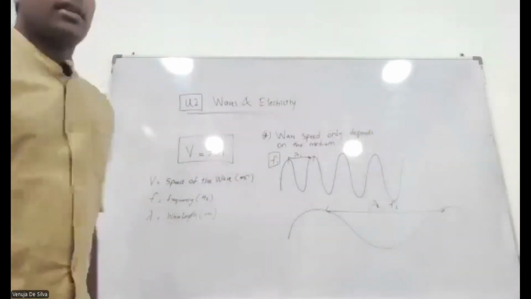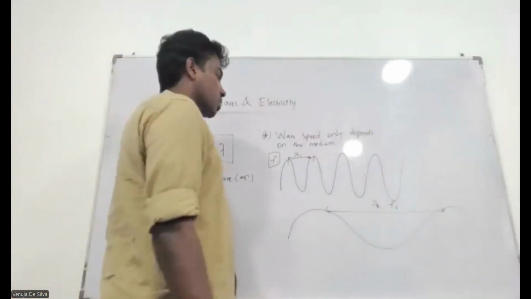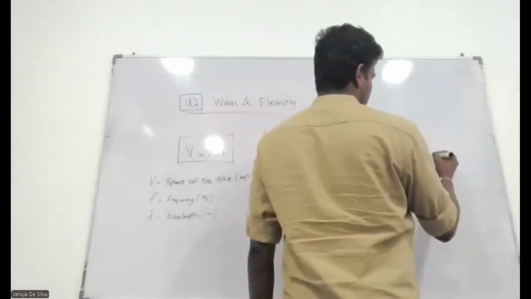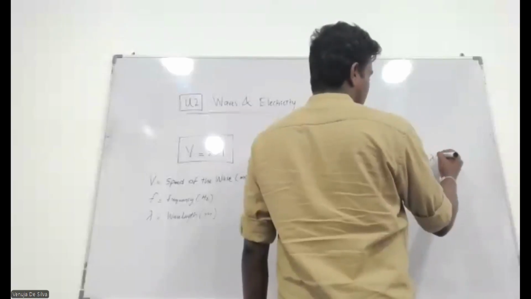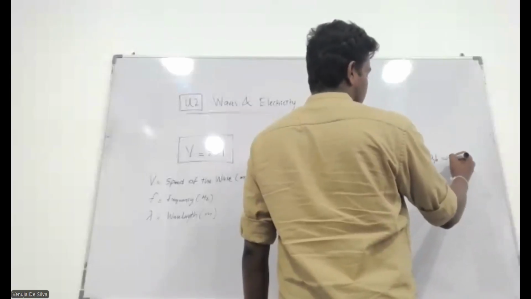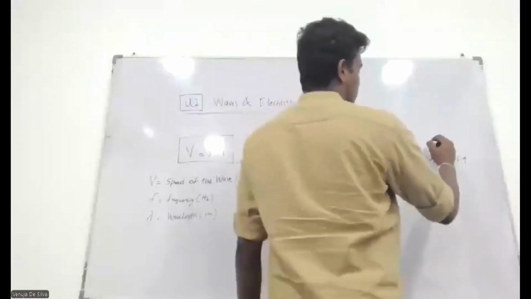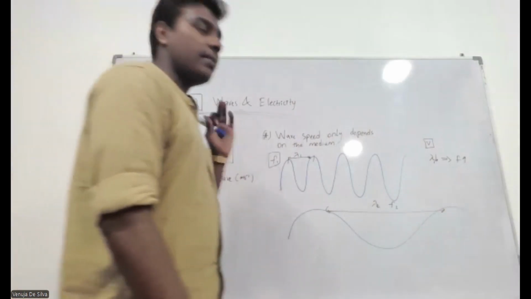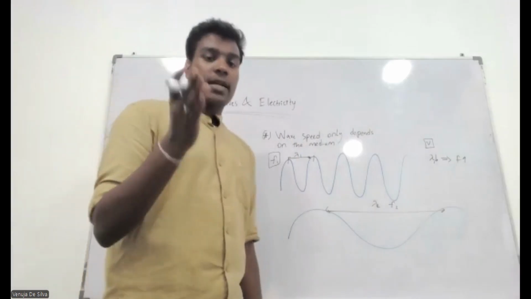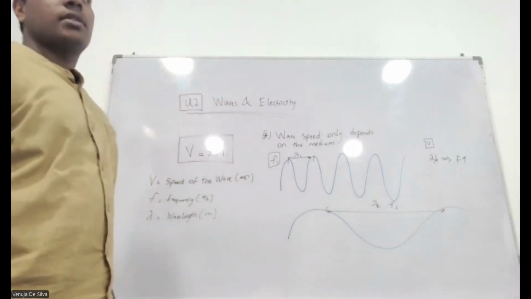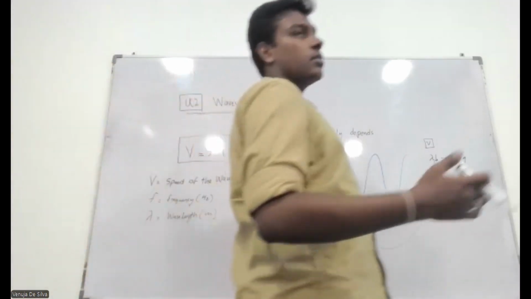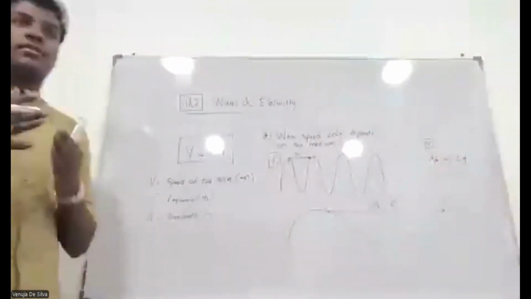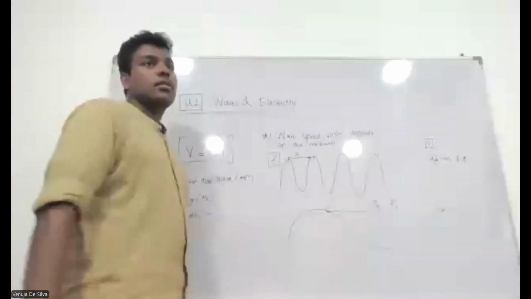You have to understand that lambda 1 is lower when f1 increases. Why? Speed is constant. Speed is constant. This is for the same medium. So that is why you are getting an electromagnetic spectrum. In the electromagnetic spectrum, waves are moving at the same speed in the air, but they are divided into several variations based on their frequency and wavelength. That's what has happened.